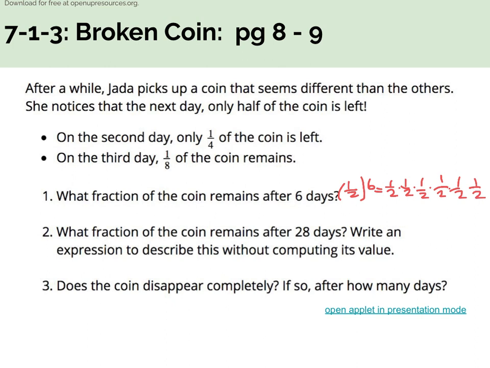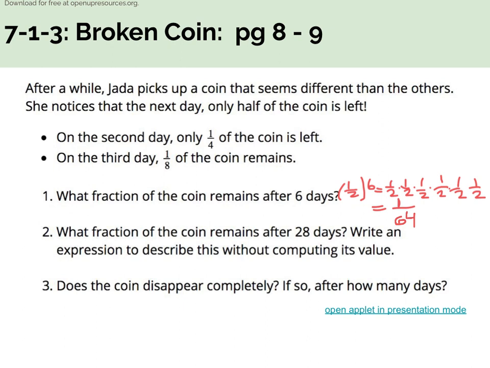Okay? And we actually want to find out what that actually is. So if we multiply all the ones together, it's going to be 1, right? And then it's 2 times 2 is 4, times 2 is 8, times 2 is 16, times 2 is 32. 32 times 2 is 64. So the value of it is 1/64.